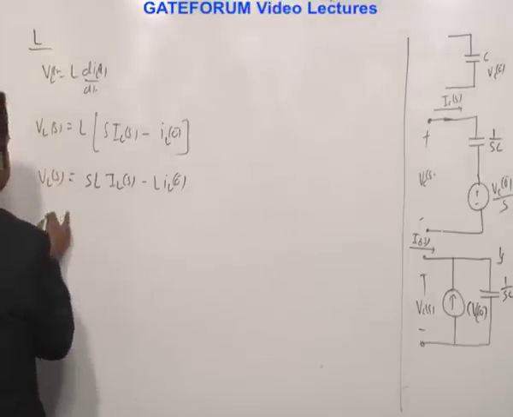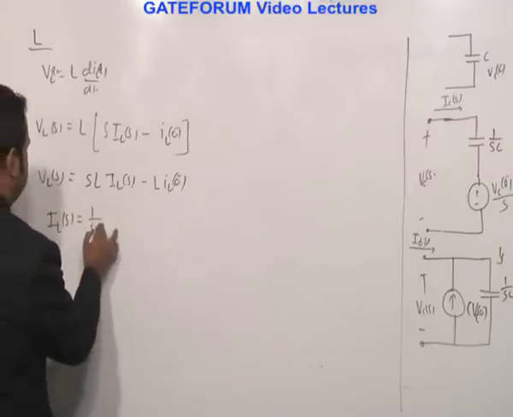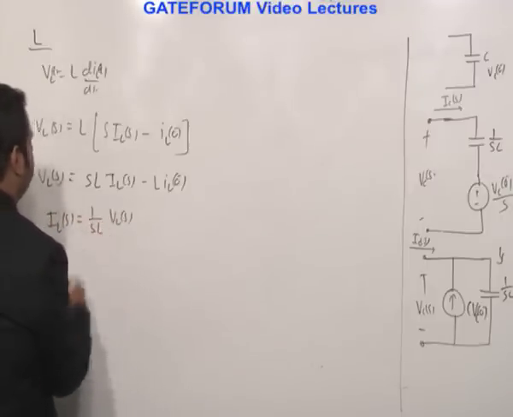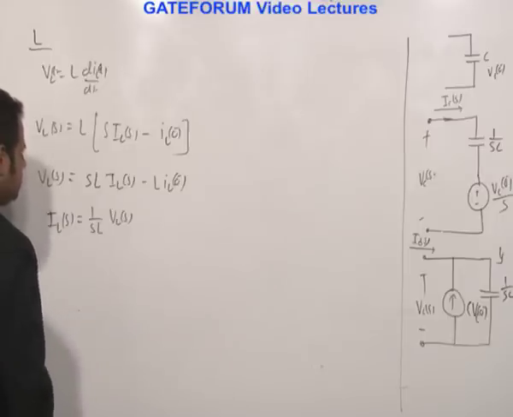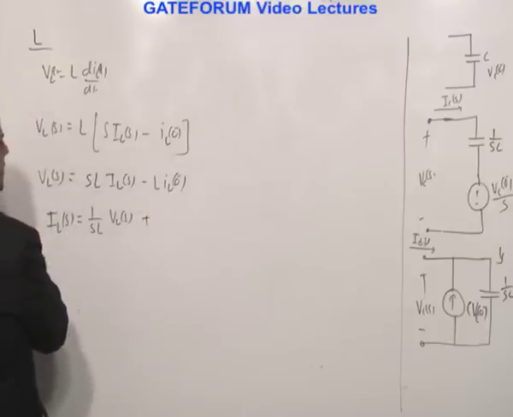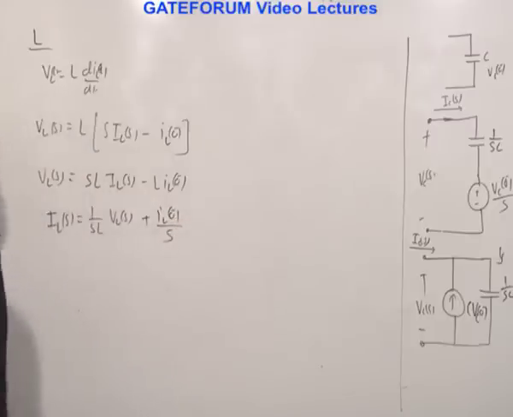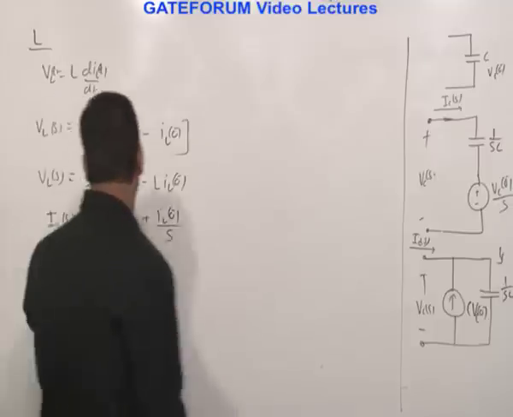Now what will be ILS then? ILS would be equal to 1 by SL into VL of S plus, if I bring it to this side, L IL of 0 minus by SL. That means IL of 0 minus divided by S. Because if I bring it to this side and divide by SL, L will be cancelled and you will have only S.